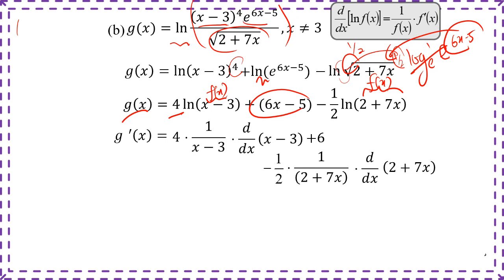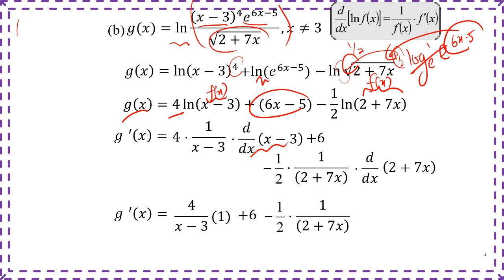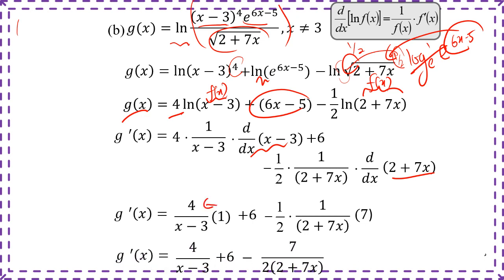And now do the differentiation. So we get 4 over x minus 3, differentiate x minus 3 is equal to 1, plus 6 minus 1 over 2 of 1 over 2 plus 7x. Differentiate 2 plus 7x is equal to 7. So now multiply. This part will be 4 over x minus 3 and then plus 6, and then this 7 multiplied by negative 1 over 2 will be negative 7 over 2 multiplied with 2 plus 7x. Okay, so this is our final answer.